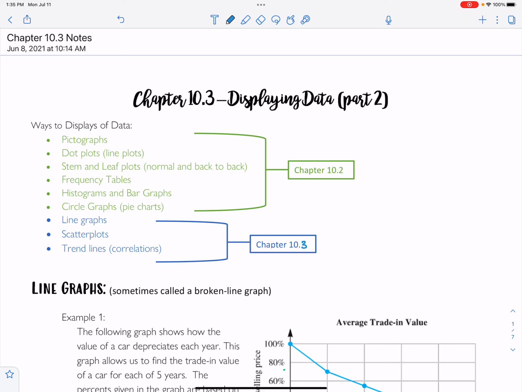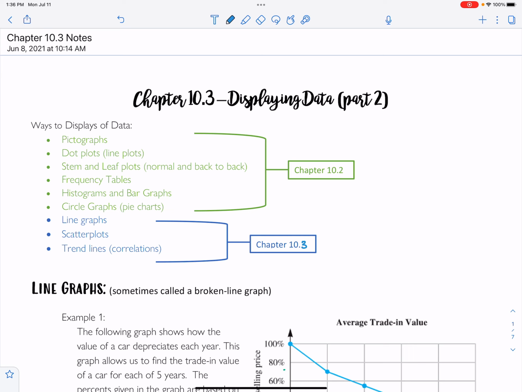Alright guys, so in this video we're going to be looking at part 2 of displaying data. In the last section we looked at pictographs, dot plots, frequency tables, bar graphs, and circle graphs. In this section we're going to be looking at more complex graphs: line graphs, scatter plots, and then with the scatter plots, our trend lines. So we're going to be taking it further into later elementary school, maybe even early algebra, with these scatter plots and trend lines.